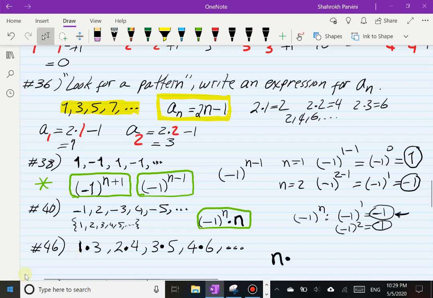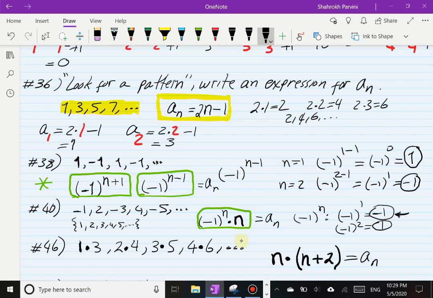Now, right next to 1 is 3. That's 2 more. Next to 2, 4. 2 more. Next to 3, 5. 2 more. So when it comes to n, it's going to be 2 more also, isn't it? n times n plus 2. So that's going to be the nth term. These are all the nth terms, by the way. These are the function forms. And again, by looking at the pattern. So that's the answer to this exercise. Hopefully you are able to do this one also, like we did.